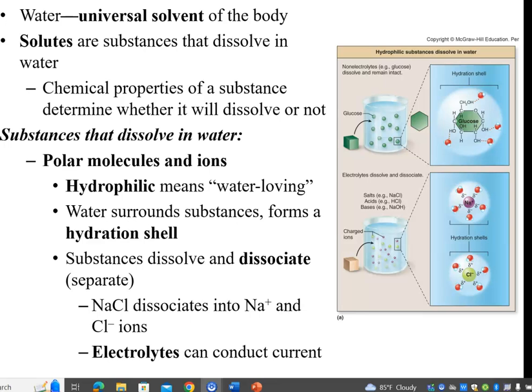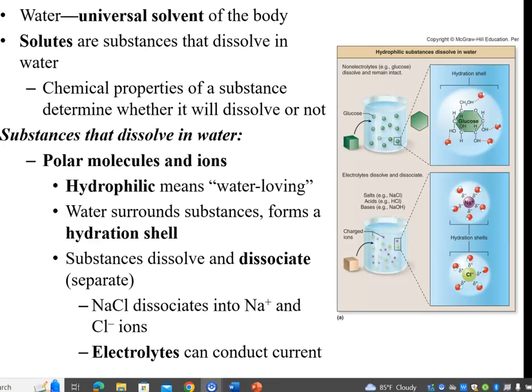Water is the universal solvent of the body. Solutes are defined as substances that dissolve in water, and the chemical properties of a substance determine whether it will dissolve or not. We already saw that with oil in water, oil being a nonpolar substance, therefore it does not want to dissolve into a polar substance like water.